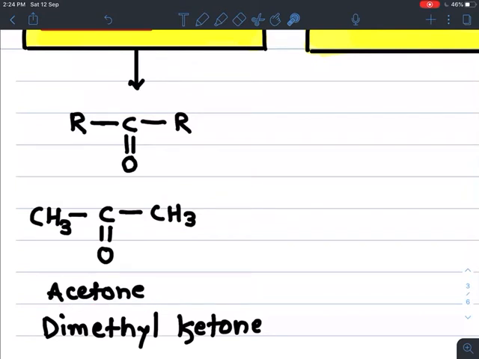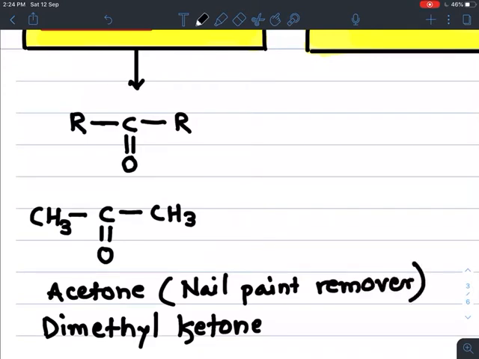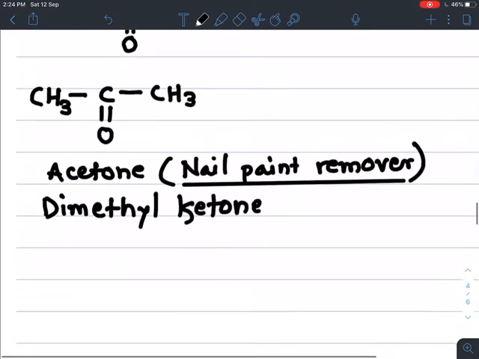This acetone is used as a nail paint remover. The most popular use related to our daily life is nail paint remover. Acetone is used as a nail paint remover. Again, it is a solvent which is used for different purposes.